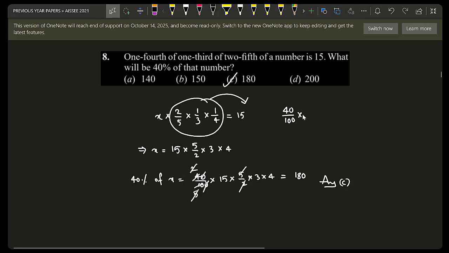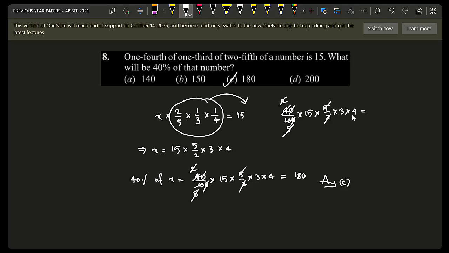40 by 100 into 15 into 5 by 2 into 3 into 4. One numerator and one denominator we can divide by the same number. If you divide by 10, 0, 0 cancel, 10 fours are 40, 10 tens are 100. Next, 2 twos are 4, 2 fives are 10. 5 ones, 5 ones. 2 ones, 2 ones. So the remaining numbers you can multiply. 15 threes are 45 and 45 into 4 is 180.